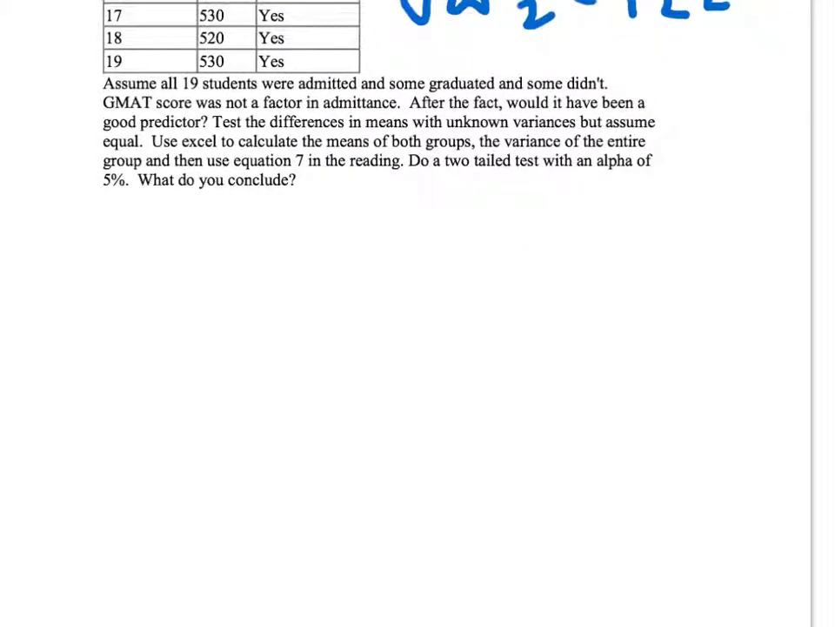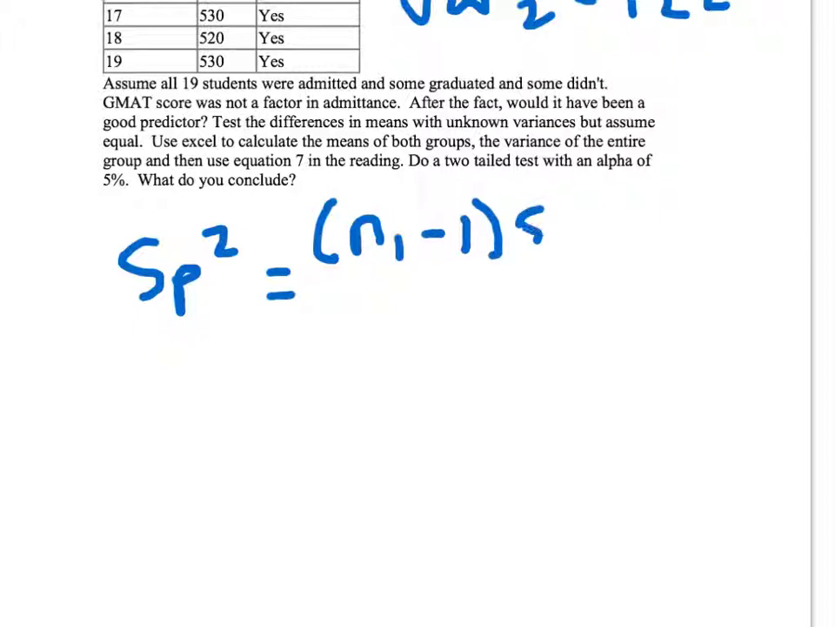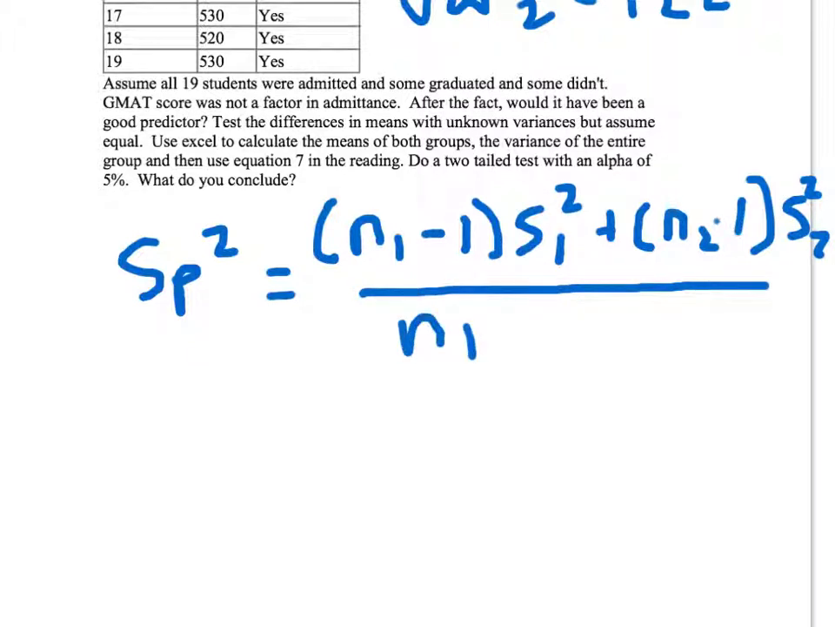So once we have those down, we next need to calculate the pooled variance, and that is going to be N1 minus 1 times the variance for group 1, plus N2 minus 1 times the variance for group 2. And we're going to divide that by N1 plus N2 minus 2.